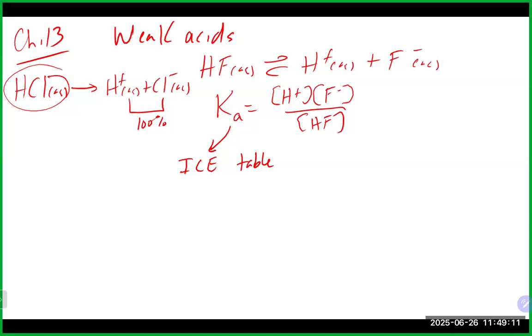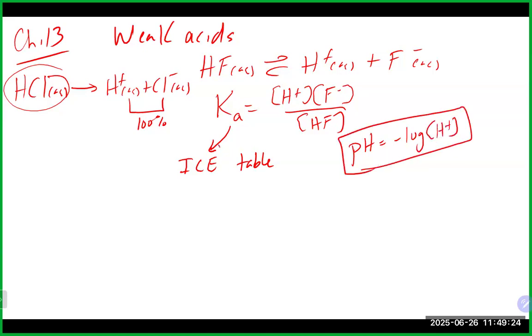One of the main differences, though, between a traditional equilibrium problem and one of these is that you're really interested a lot of times in the pH. So to use the pH equation, you do have to do an ice table to get the equilibrium concentration of the H plus. Once you have that, then you can go into here, after you do that ice table and get the actual concentration.